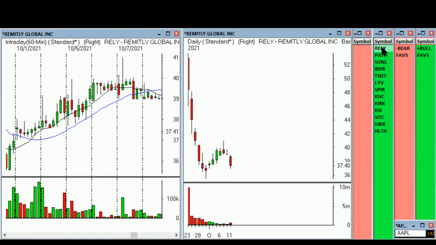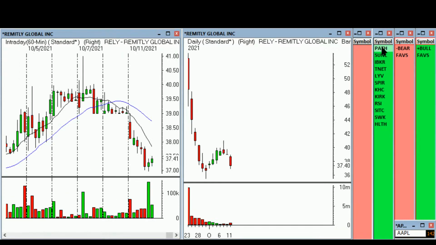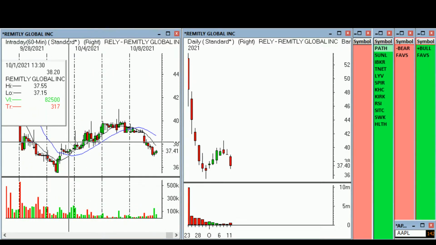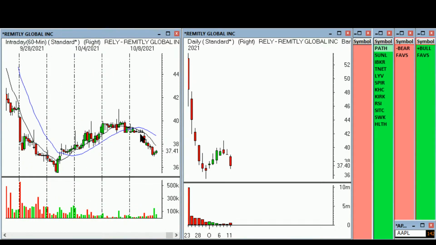So okay, the RELY. This was the RELY. Was entered into long at 38 something, 38.10. So over here long, and so it trailed out at 39 something. So it made a little bit of money, not much.